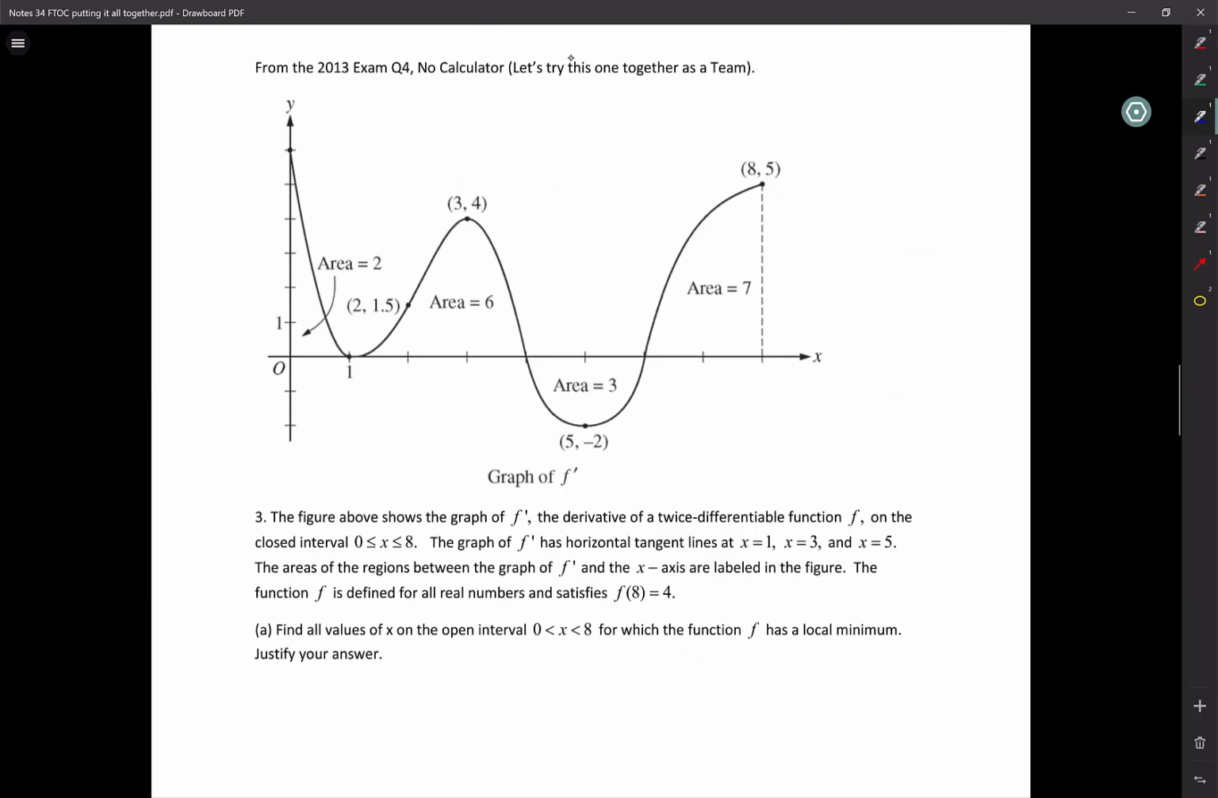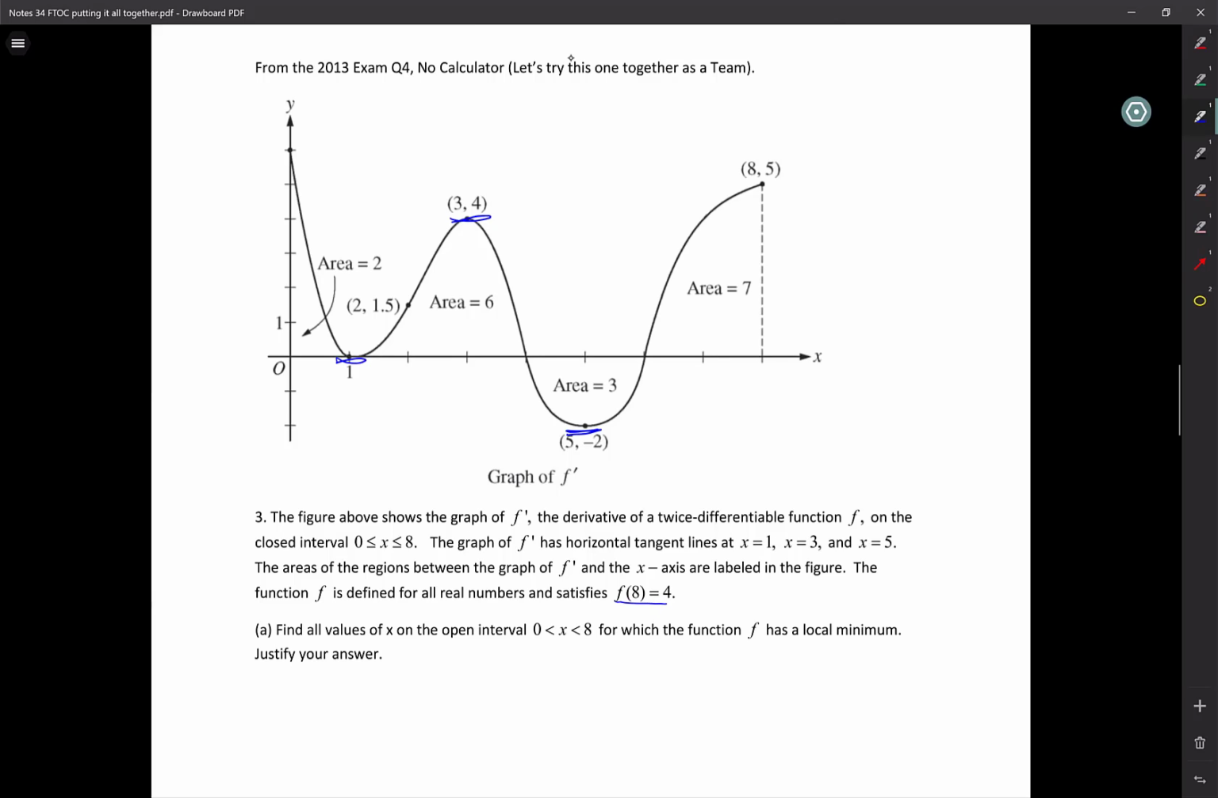Okay, guys, we're going to do this together. It says, the figure above shows the graph of F prime, the derivative of a twice differentiable function F on the closed interval 0 to 8. The graph of F prime has horizontal tangent lines at x equals 1, x equals 3, and x equals 5. The areas of the regions between the graph of F prime and the x-axis are labeled in the figure. The function F is defined for all real numbers and satisfies F of 8 equals 5. Yeah, that's a lot to take in, but that's fine. All right, keep going.